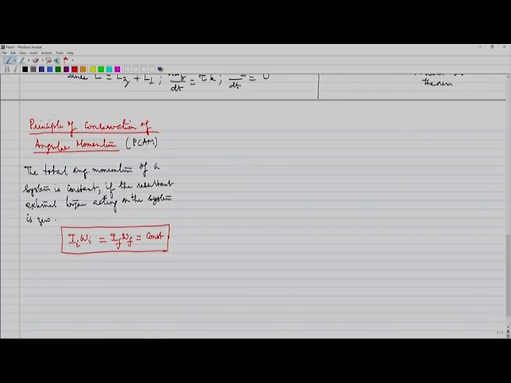Now this conservation of angular momentum should ring a bell: it is similar to the principle of conservation of linear momentum in the case of linear motion. Just for comparison purposes I am indicating it. We will do an illustration, a problem.